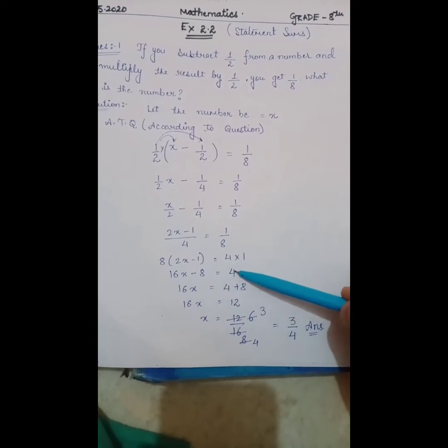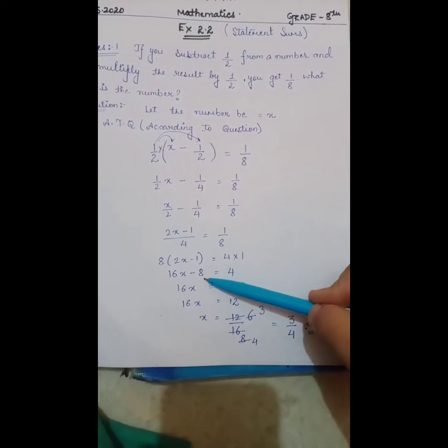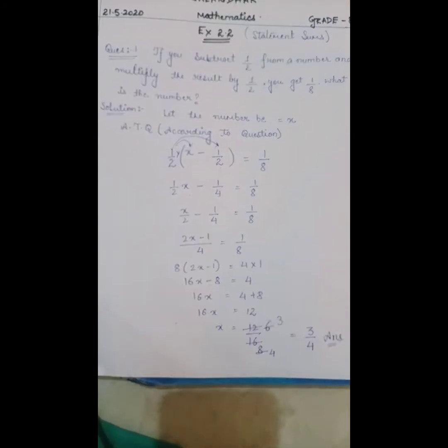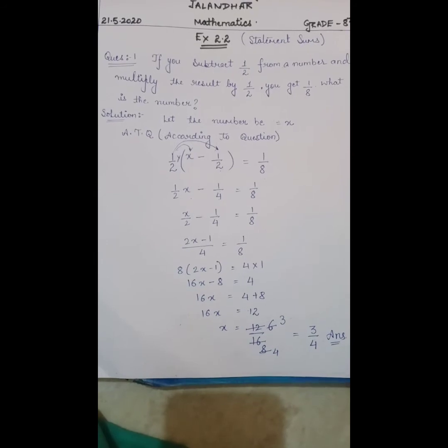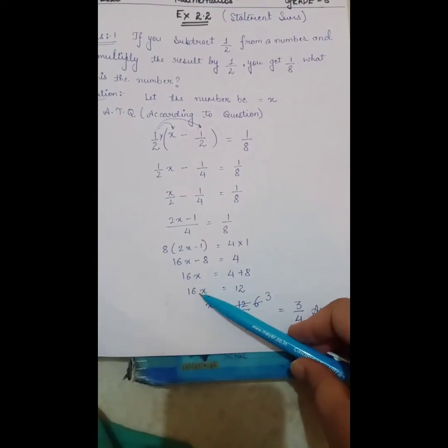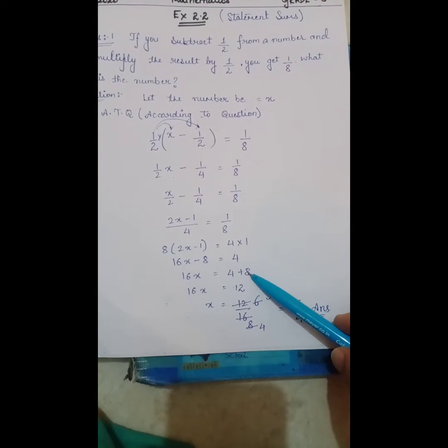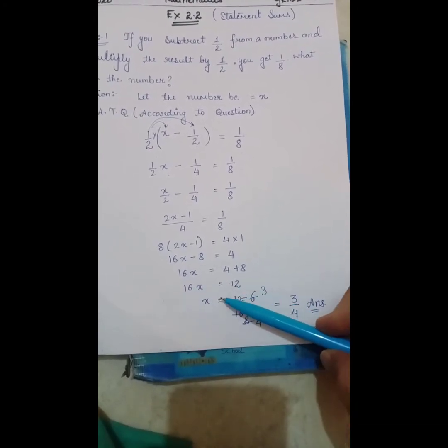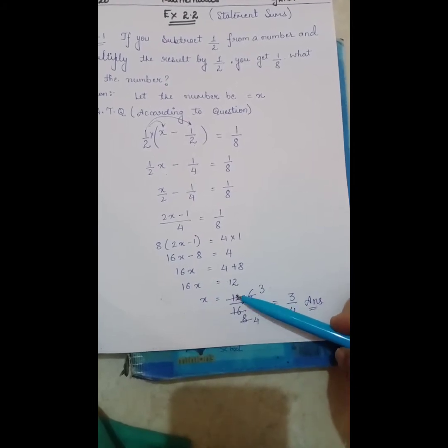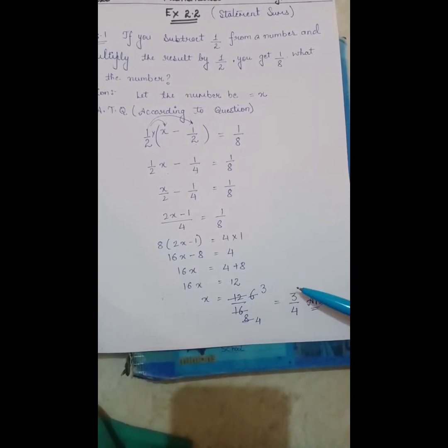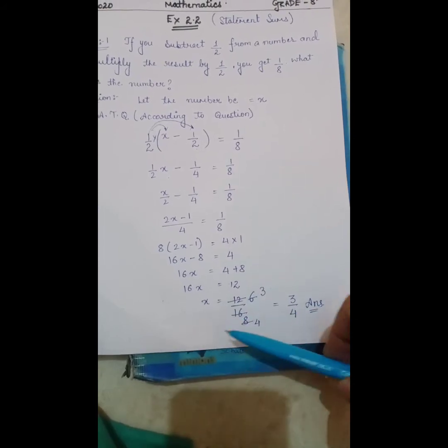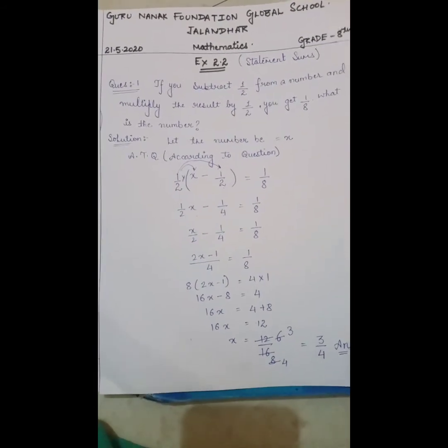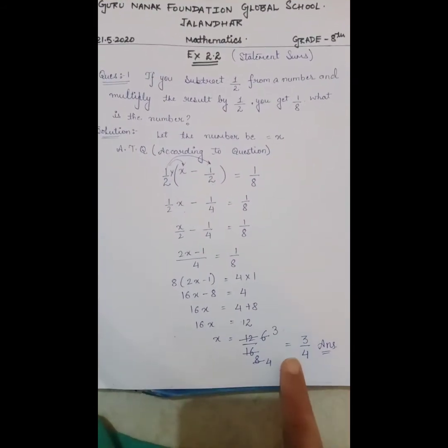16x is equal to 4 as such. This 8, whenever it is shifted, the sign should be changed. So it will become plus 8. 16x is equal to 4 plus 8, 12. Divide by 16 on both sides. You'll get x equal to 12 by 16, which ultimately gives you 3 upon 4. So your x is 3 upon 4. This is your value of x.